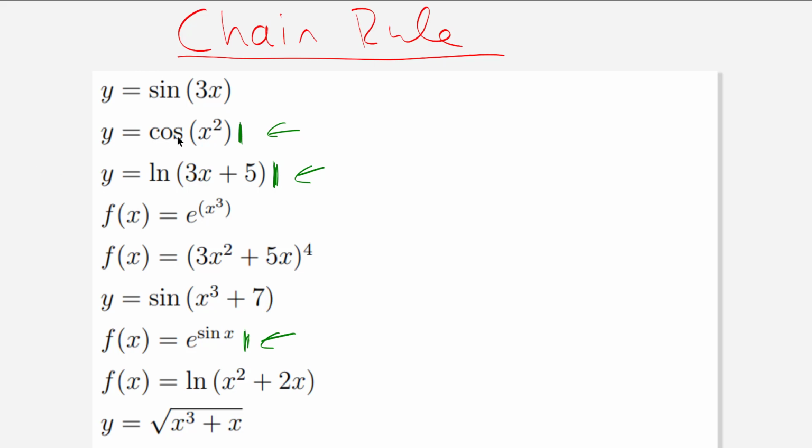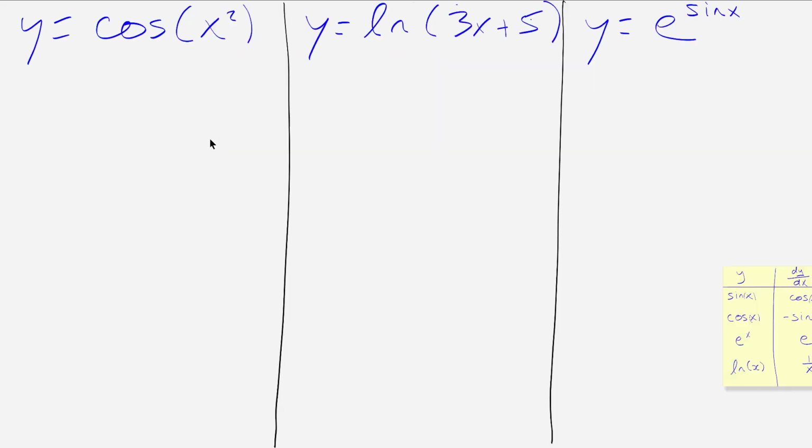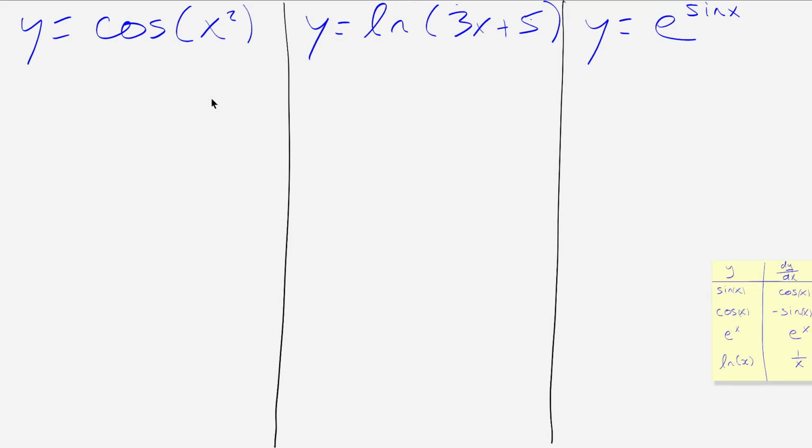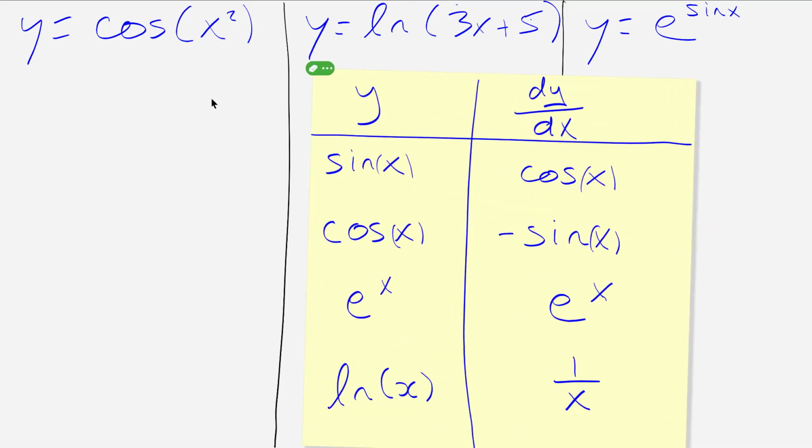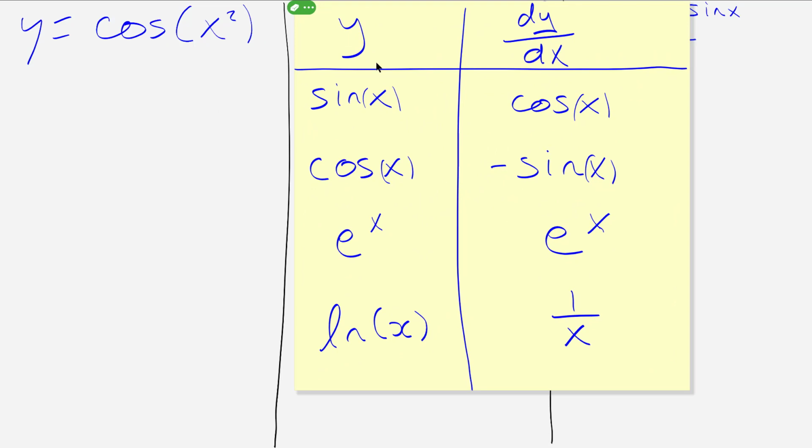Right, so the first question: y is equal to the cos of x squared. So first of all, I'll bring back over my basic derivatives. Remember, if y is sine x, then dy/dx is cos x. If y is cos x, then dy/dx is minus sine x, and so on.